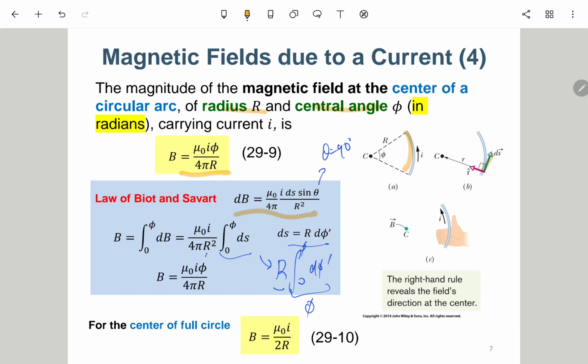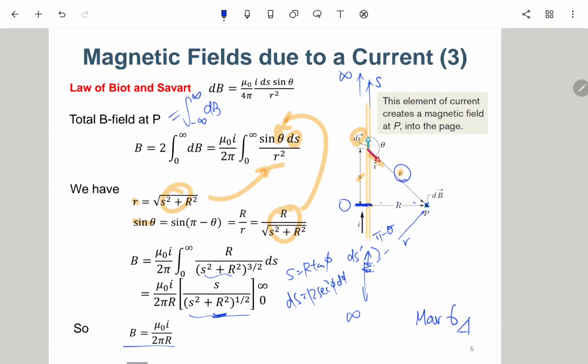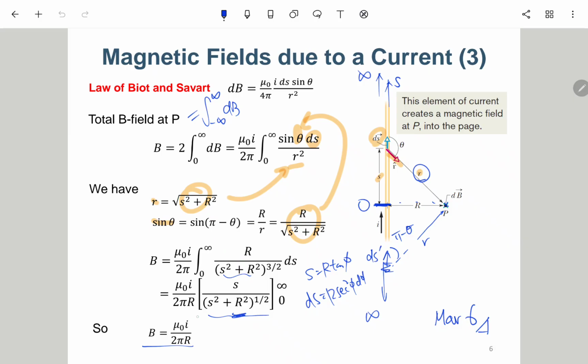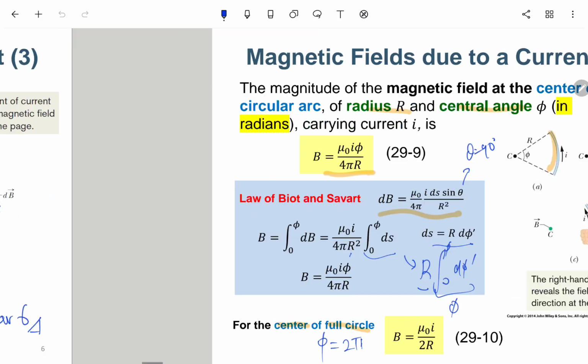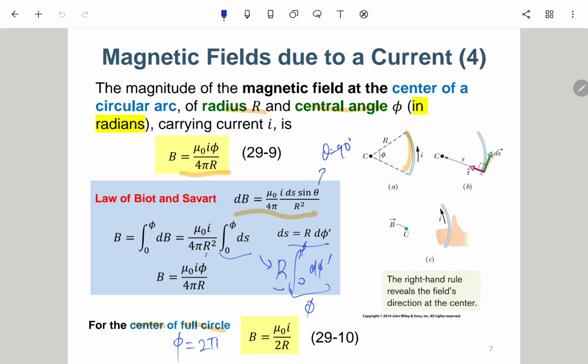And a special case of this is when we consider the B field at the center of a full circle. In such a case, we have phi equals 2 pi. We'll get this. The expression is a little bit different from the previous one. Here it is mu 0 I over 2 pi r. This one is mu 0 I over 2 r only. But these two are totally different.